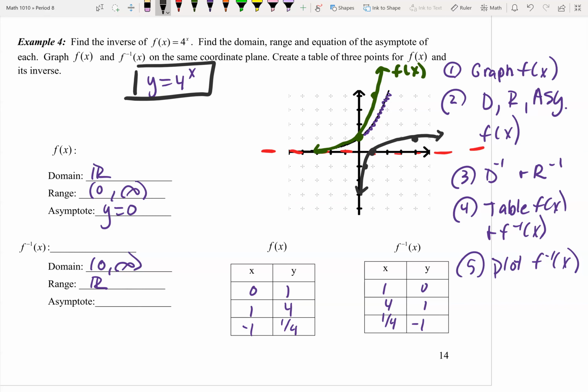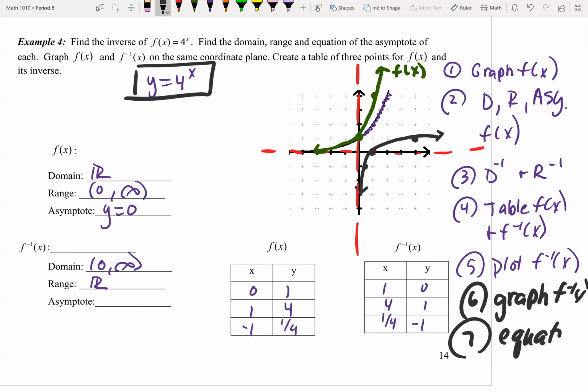Now that log graph is not complete. What's wrong with my log graph? There's no asymptote. And the asymptote of a log graph looks like an L, right? So it looks like that. Okay? So the 6th thing I did here is I actually graphed my inverse. The 7th thing I'm going to do is find the equation for the inverse.